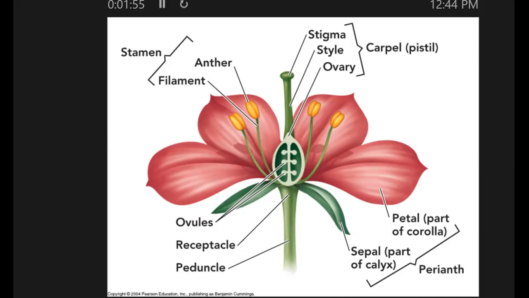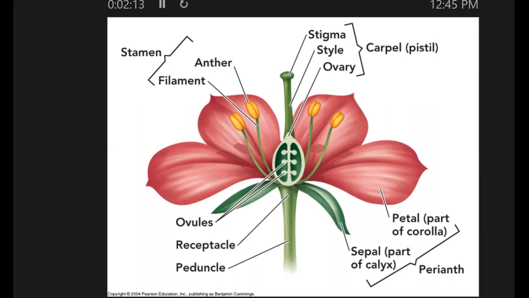you get the seed being made, but then you also get the fruit around all of that. And that can come from the ovary tissue. The ovary tissue plays a huge role in fruit development. Sometimes the receptacle right below the ovary also plays a big role. It depends on the fruit.